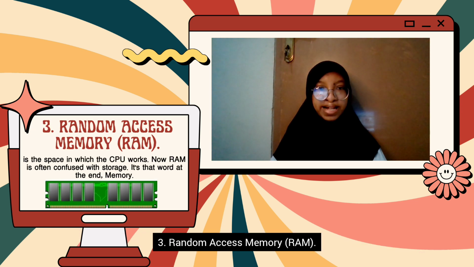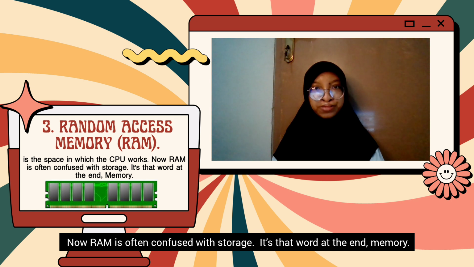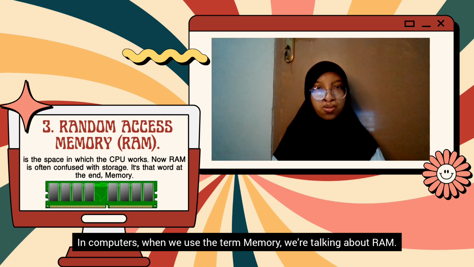3. Random Access Memory, RAM, is the space in which the CPU works. Now, RAM is often confused with storage. Is that word at the end, memory? In computers, when we use the term memory, we're talking about RAM.